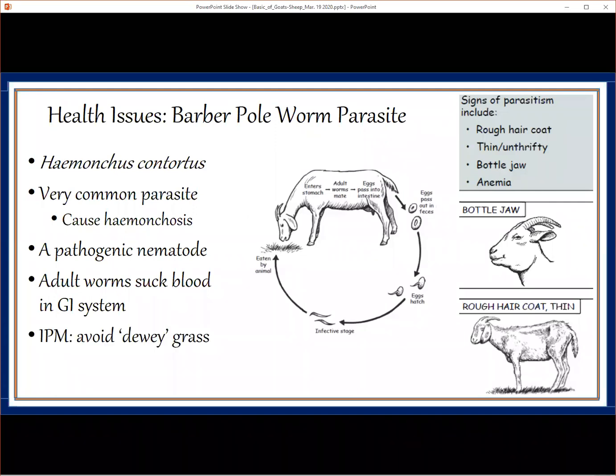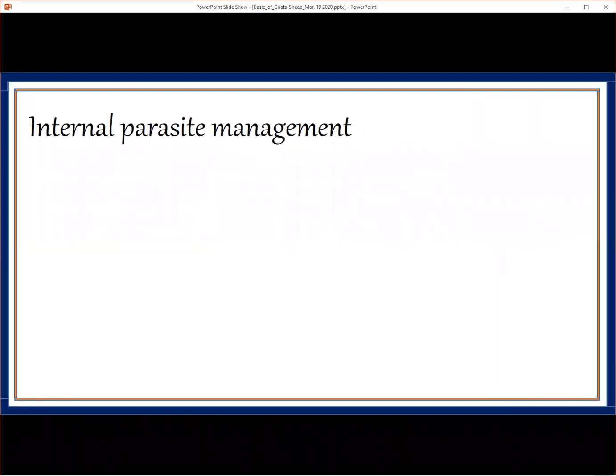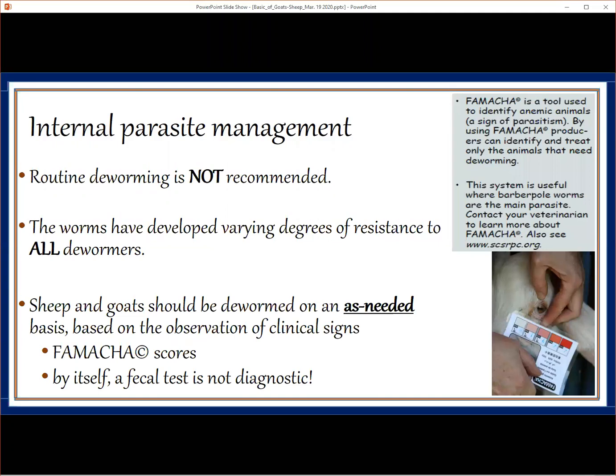And they suck blood. And so, since we know the enemy and how it lives, if you can avoid taking your animals out until 10 a.m. in the morning when the grass has kind of dried and there's no thin film over there, you'll be doing integrated parasite management or integrated pest management. So that's one strategy right there.